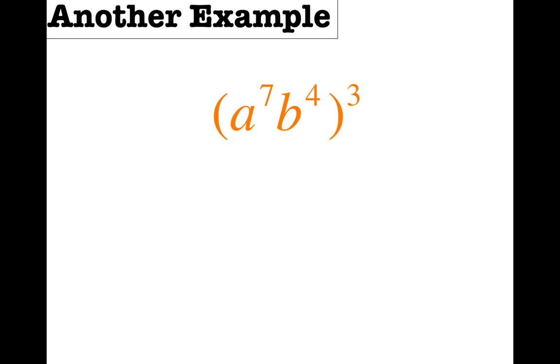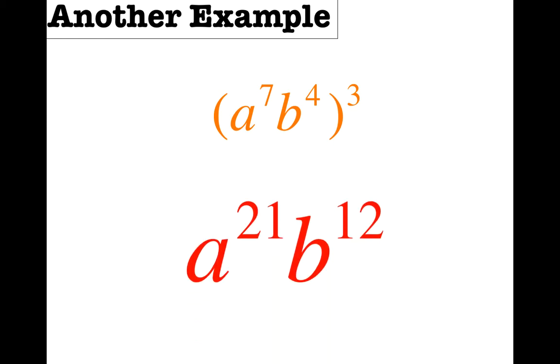What if you have more than one thing inside the parentheses? What if you have a to the 7th, b to the 4th, and you're taking that whole expression to the 3rd power? Well, in this case, you're just going to do the same thing twice. So what we're going to end up with is a to the 21st power and b to the 12th power, because we're going to do the 3 times the 7 to get the 21, and we're going to do the 3 times the 4 to get the 12. That's actually really easy, isn't it? Oh man, this section is going to be really easy.